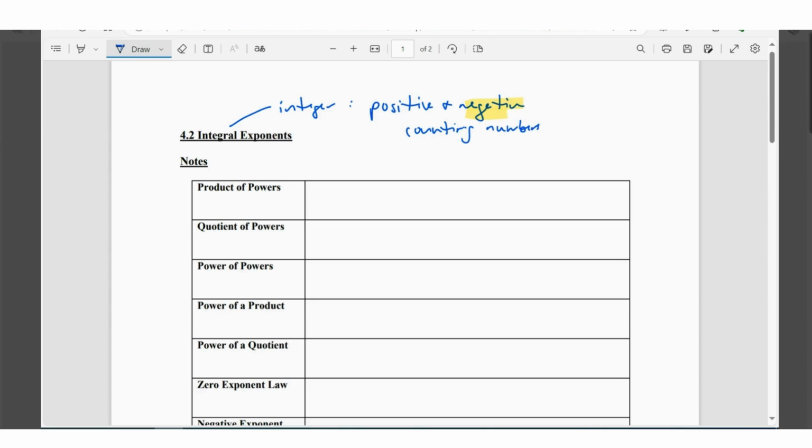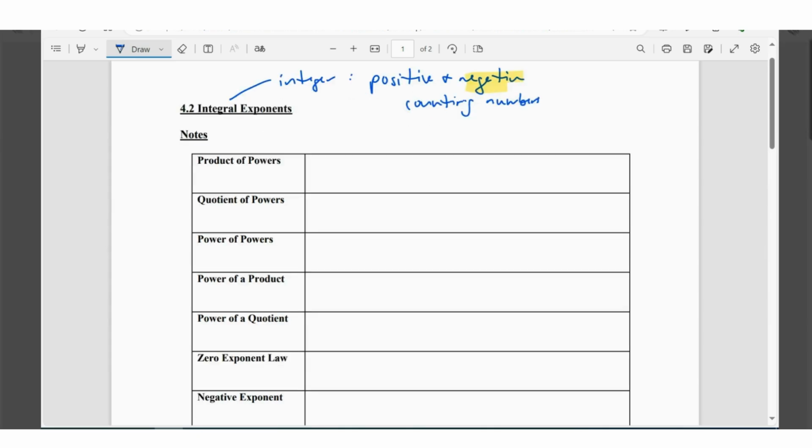So let's go over some of the laws. I know we've done this before, but they all apply in the same way, and so it's really important to remember them all. The product of the powers means that if we have the same base, so we have a to the m times a to the n, it's the same as a to the power of m plus n. So if we have 2 squared times 2 squared, that's 2 to the power of 2 plus 2, so 2 to the power of 4, or 16.